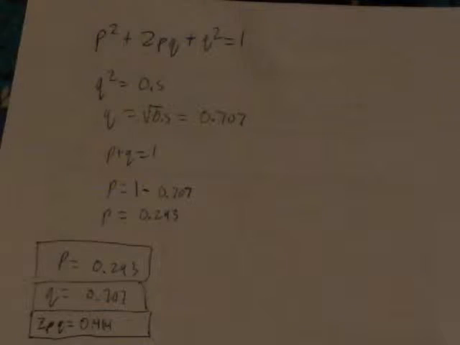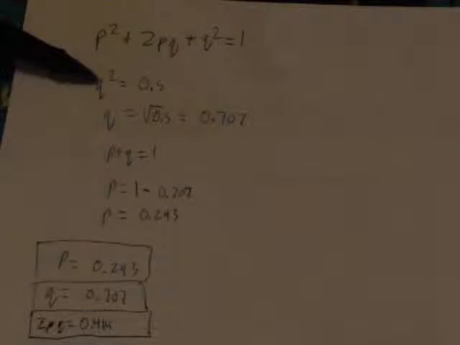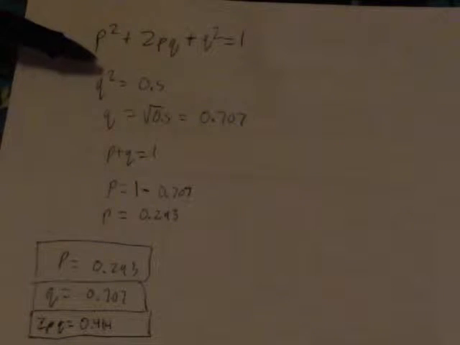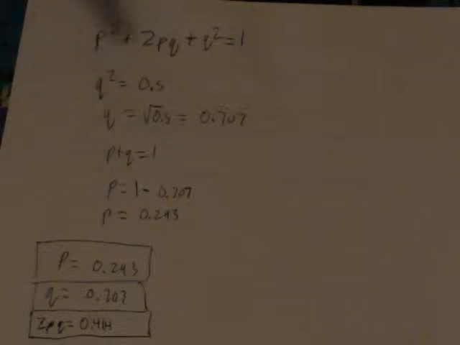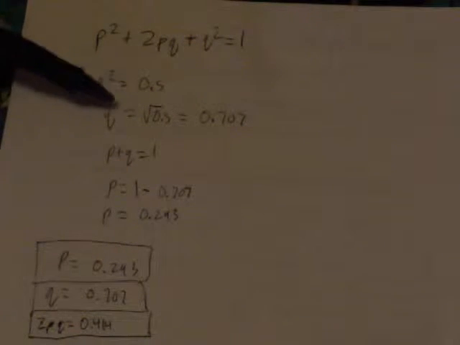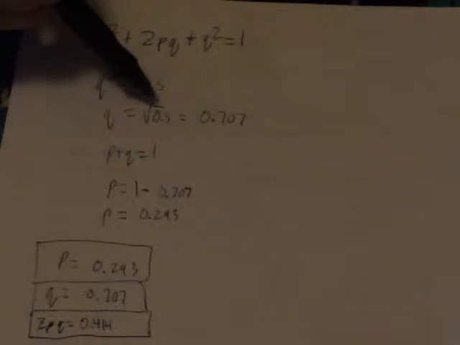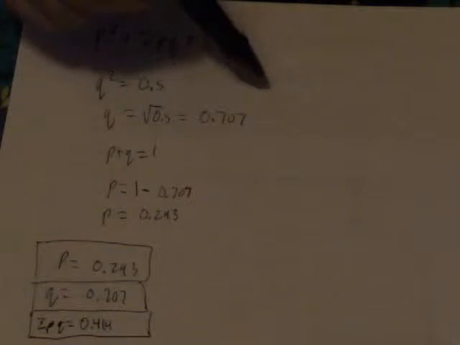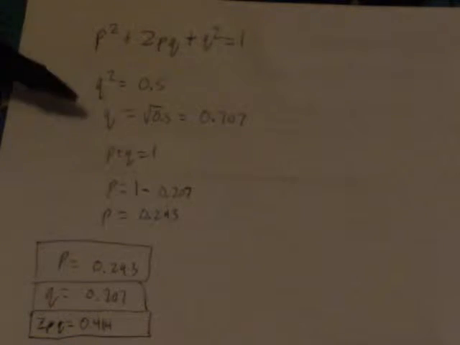What you want to do for this equation is find q squared, which is the percentage that we found for the recessive, which was 0.5 or 50%. Remember, this is for recessive. To solve for the allele frequency of the recessive, you need to take the square root of it. So the square root of 0.5 is 0.707, and that's the recessive allele frequency.